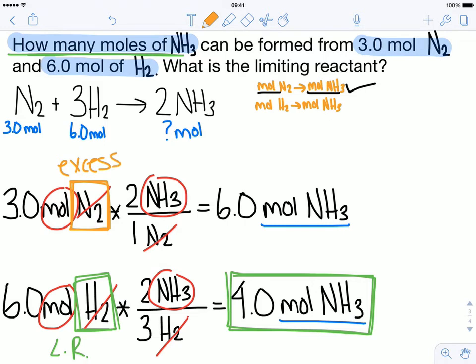So now we have both parts of this question answered. What is the limiting reactant? The limiting reactant is H2 because H2 produces the smaller amount of moles of NH3. So therefore that makes N2 the reactant that is in excess.